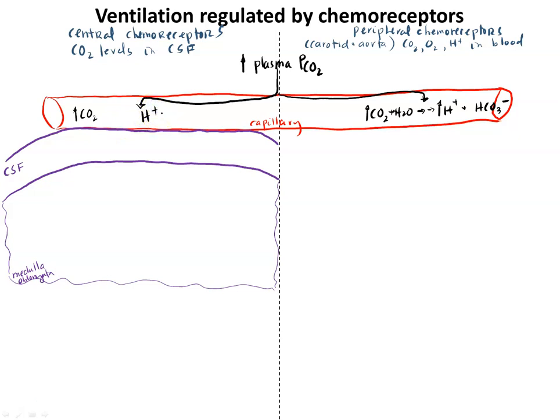Now, remember, CO2 is nonpolar. So guess what it can do? It can just cross over the blood-brain barrier. But guess what happens to the hydrogen ion because of the astrocytes? Can they cross? No, sorry, they cannot. And that's why central chemoreceptors are mostly measuring CO2.